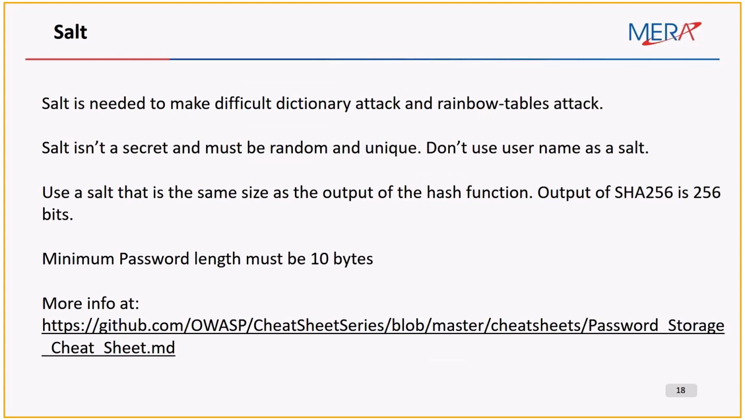SALT, as I said, is not secret, but it should be used only once, and it should be random and unique. This means we shouldn't use the user name as a SALT, at least because a user name is not long enough. The best variant for SALT length is to use the same length as the hash function output. For example, the output of SHA-256 is 256 bits, so the best variant for SALT is to use the same length. For passwords, the minimum recommended password length should be 10 bytes.